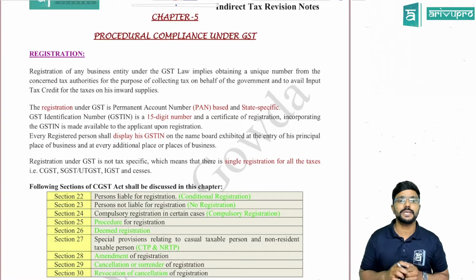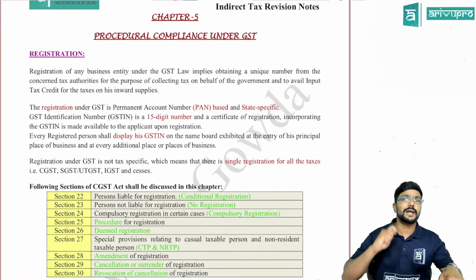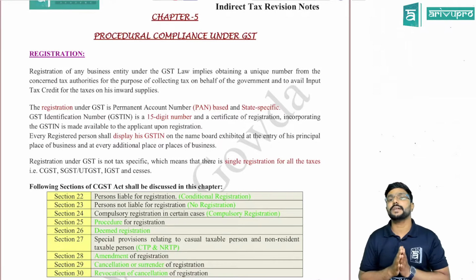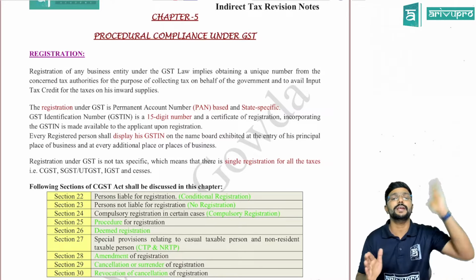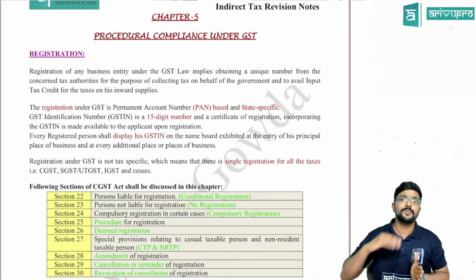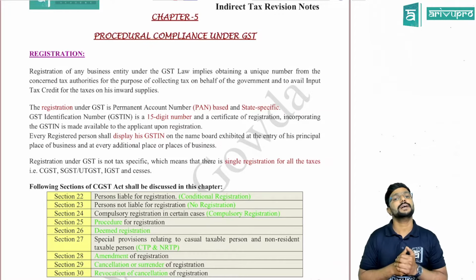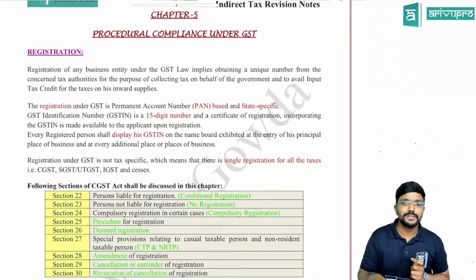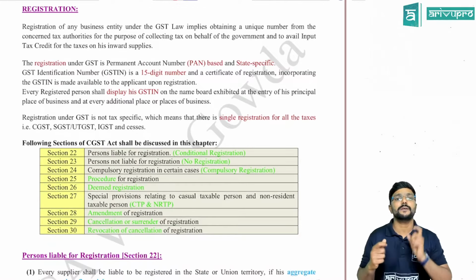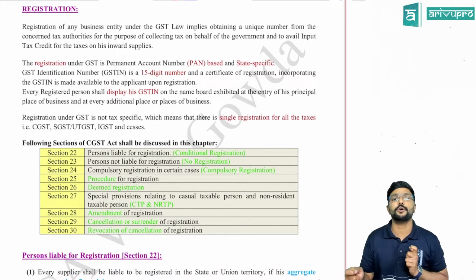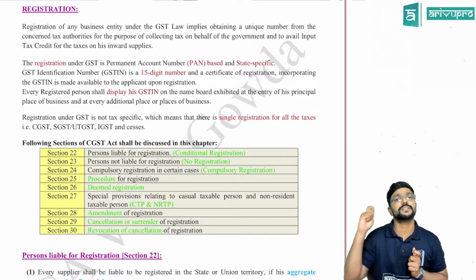So under GST, whenever I am liable to get registered, I have to get it. The advantage of getting registration is I can claim the input tax credit of whatever taxes I have paid on my inward supply. And on my outward supply, whatever tax I am liable to pay, I can collect it from the recipient. Once I have applied for registration and I have got it, a 15-digit number will be allocated to me, which is called GST identification number.